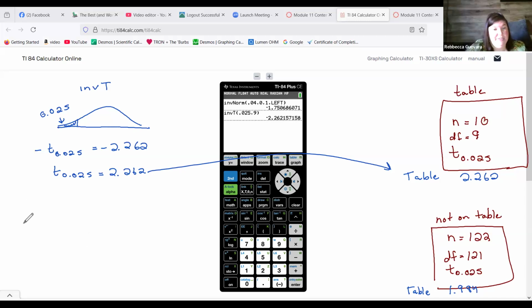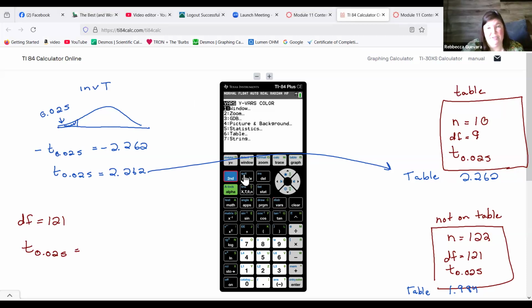Now, if we look at the other case where my degrees of freedom were 121, remember, it's going to give me the negative score first, so we're going to have to turn it into a positive. So we're going to go to second bars. Oops, I think I hit the wrong thing. Second bars, go to number 4. The area stays the same, but I'm going to put 121 degrees of freedom. Oh, I think it wasn't working there for a second. It just took it a moment.